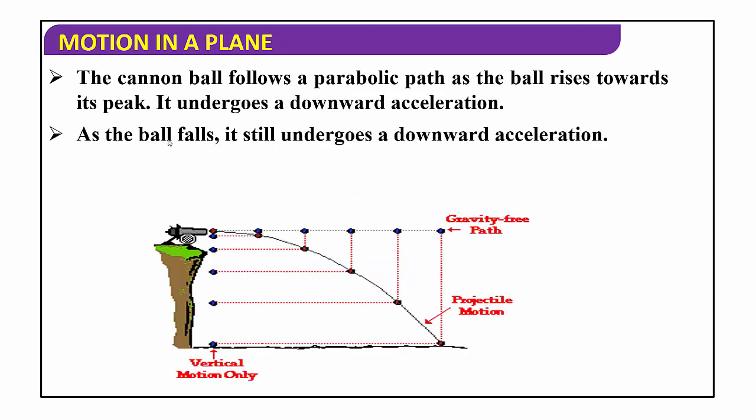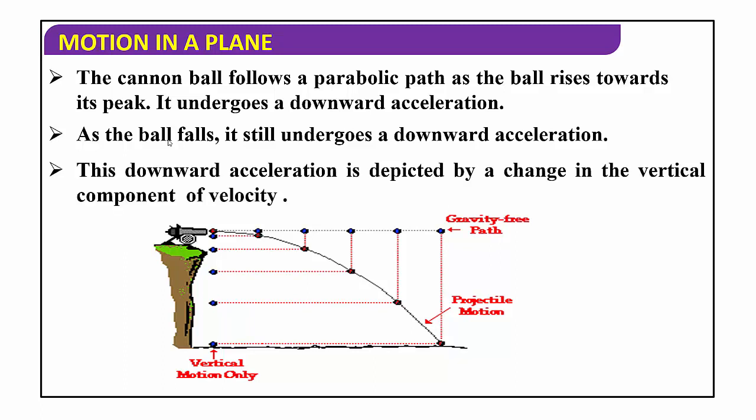The cannonball follows a parabolic path. As the ball rises towards its peak, it undergoes a downward acceleration. Suppose the gravitation is present, because of gravity, this cannonball follows the parabolic path because this gravitational force pulls the ball in the downward direction. As the ball falls, it still undergoes the downward acceleration. It is all because of gravitational force. This downward acceleration is depicted by a change in the vertical component of velocity.